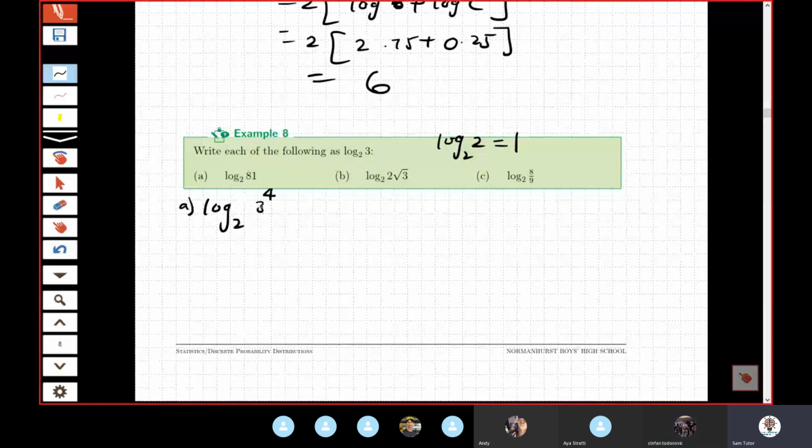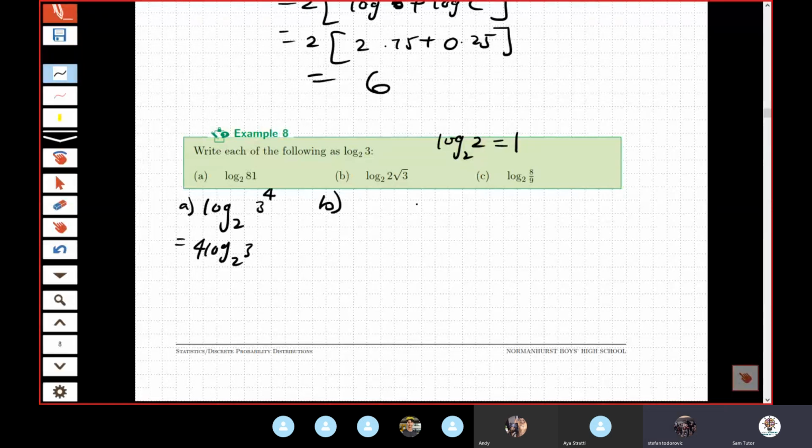3 to the power 4 is actually 81. 9 squared is 81. So 3 to the power 4 is 81. And then what are you going to do with the power? Bring it down. Drop it down. That just becomes 4 log 3. Write each of the following as this. It's just 4 of this. So log 81 is 4 log 3.